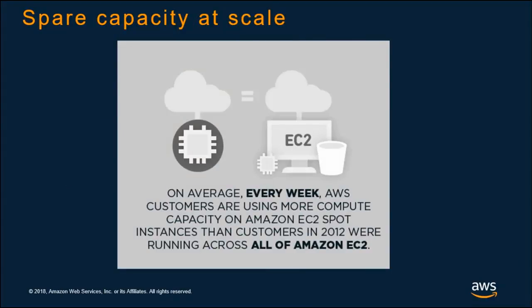Another way to think about this or to put it in perspective is that now, every week, AWS customers are using more Spot capacity, more Spot instances, than customers were using in the average week in 2012 for all of Amazon EC2 instances. So again, that's what's being used. There's plenty more unused capacity for you to capitalize on.